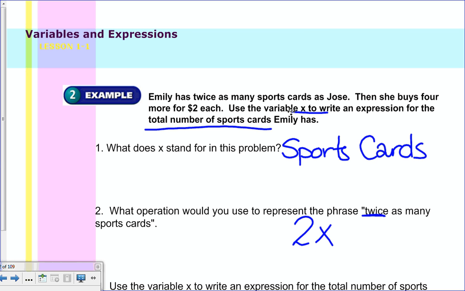And then use the variable x to write an expression for the total number of sports cards. So, Emily has twice as many, and I know you can't read down there, so we're just going to basically write the answer here. Basically, write how many sports cards she has. Well, we know she has twice as many as Jose, so 2 times x, 2x, and then she buys 4 more. Well, she added 4 more to her collection. If she added 4 more, we're going to do plus those 4 extra. That would be our expression, 2x plus 4.